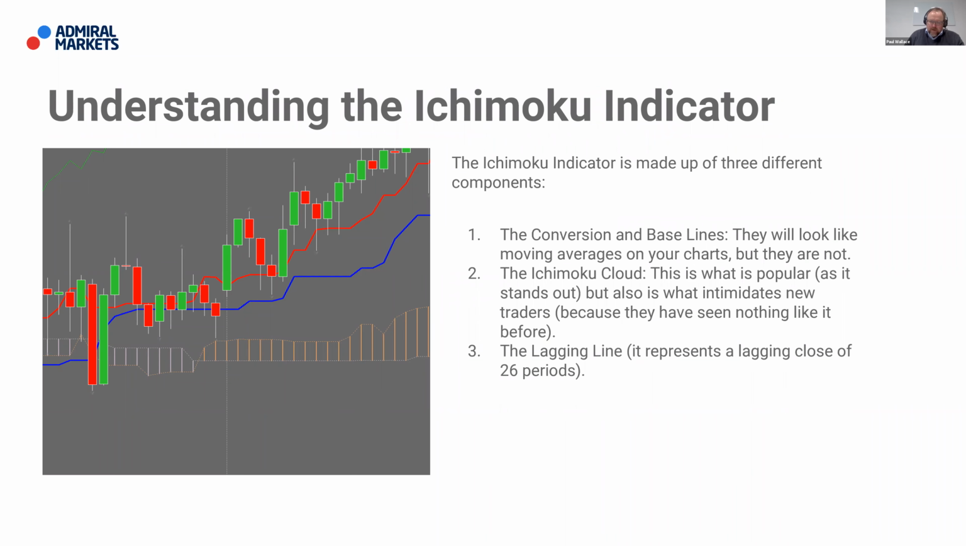So, my definition is that the Ichimoku indicator is made up of three different components. You have the first element, which is the conversion and the baselines. They're the elements that look like moving averages on your charts, but they are not moving averages, as I will explain in a few slides' time. Then the main element, the one people look at, is the Ichimoku cloud.